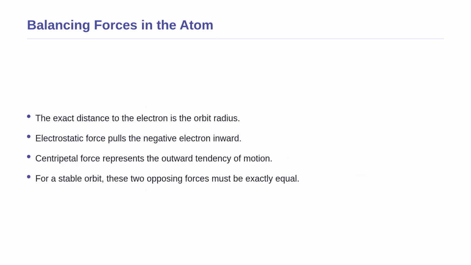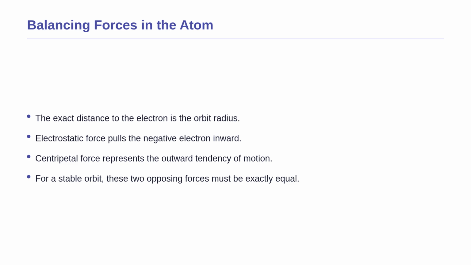Now that we understand how electrons jump between orbits, let us figure out exactly how large these orbits are. To find the exact distance from the nucleus to the electron, which is the radius of the orbit, we need to balance two opposing forces. Imagine swinging a ball on a string. The string pulls the ball inward, while the ball's speed tries to fling it outward.